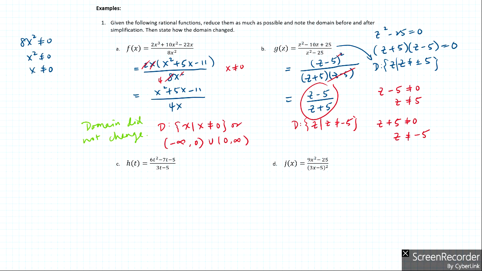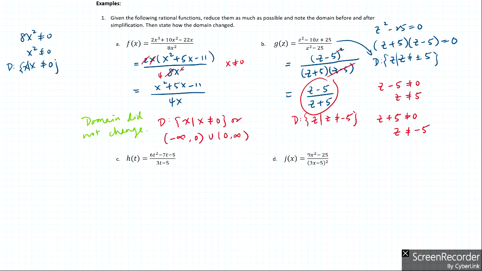And compared to what happened in part A, we noticed that the original domain was the same as the simplified form. So the original expression is exactly equivalent to the final form on the entire domain, because we have x doesn't equal 0 as the restriction the entire time. And now moving on to part C, we have again the denominator 3t minus 5 to start with.